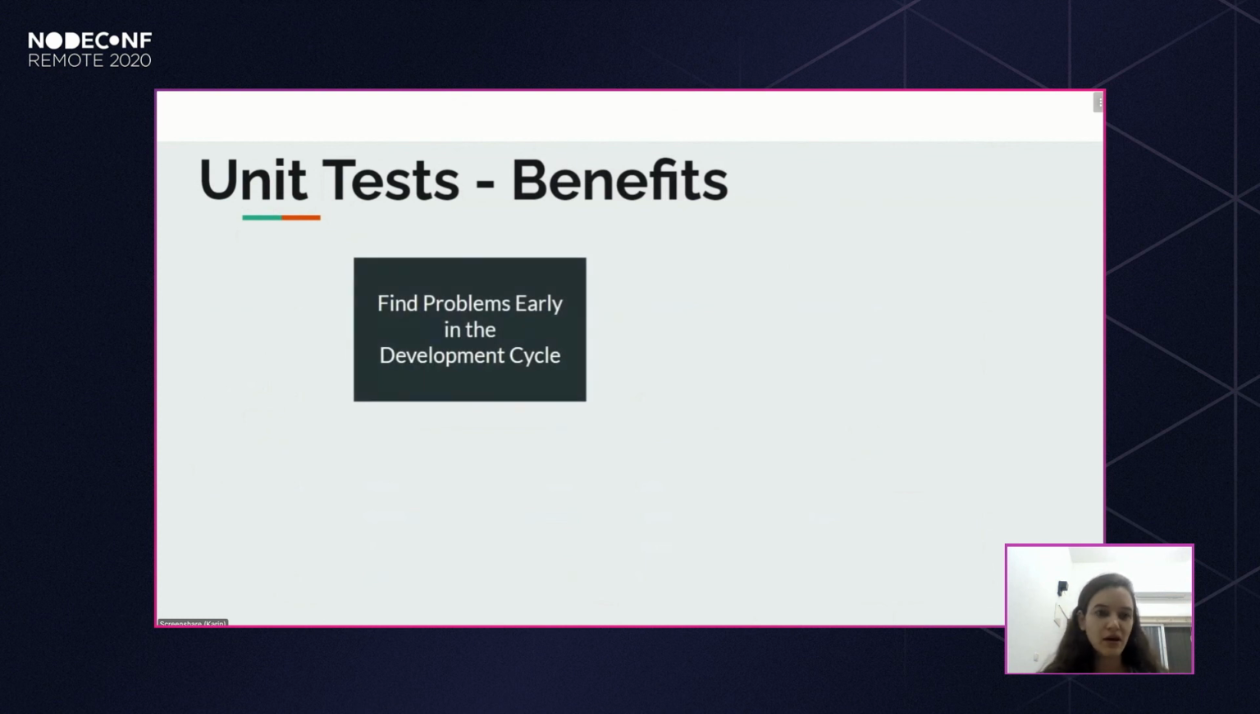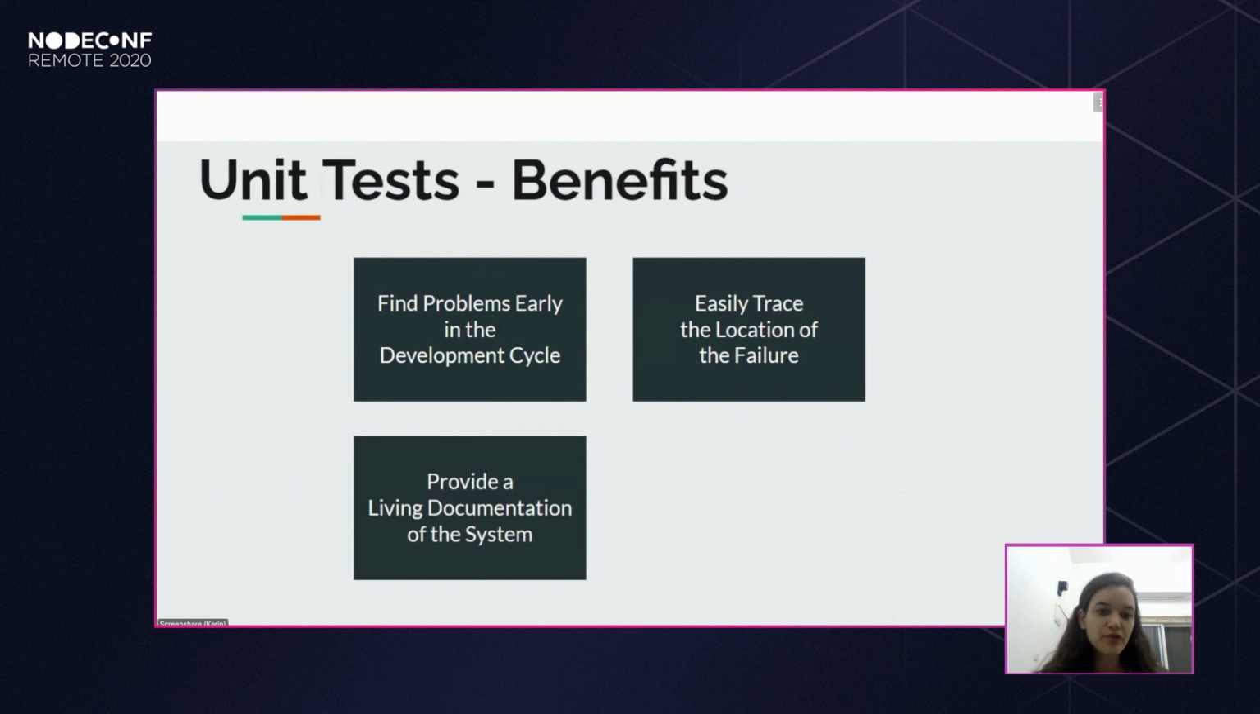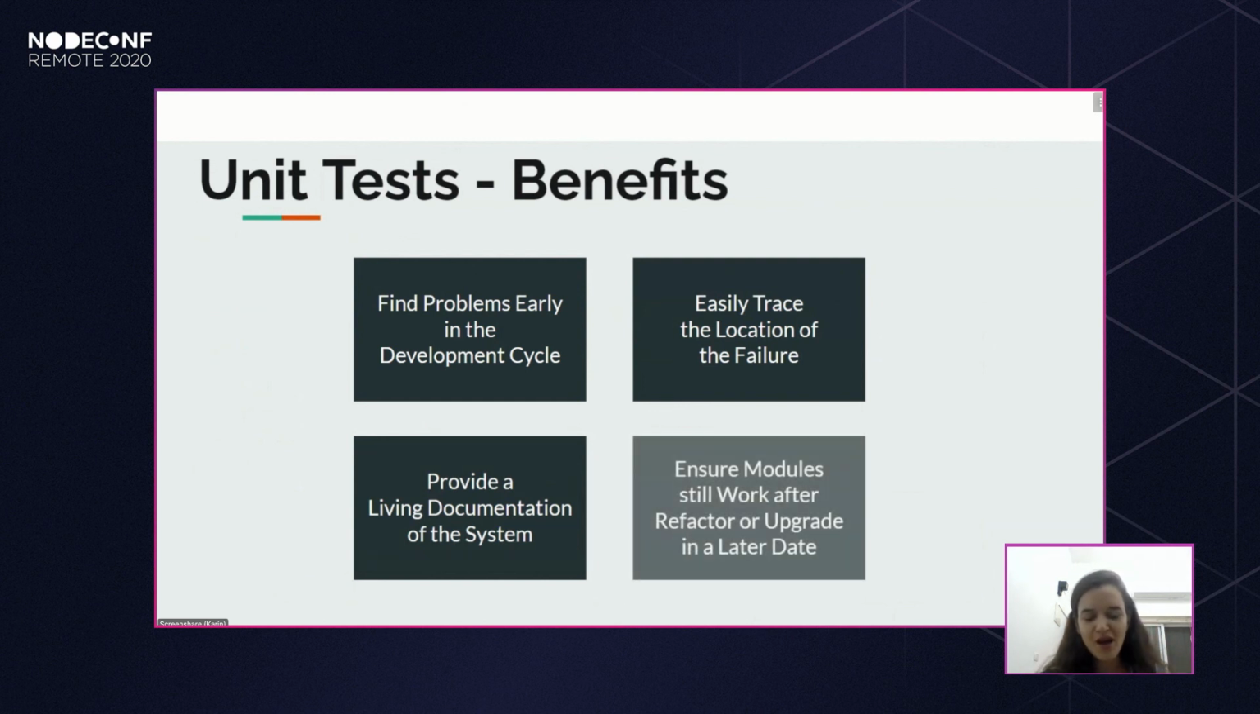So unit tests have a lot of benefits. First, we can find problems early in the development cycle. We are writing the code, running a test, and getting feedback, right? Also, because they're on the function level or the procedure level, they make it easy to trace the location of the failure. Also, they provide some kind of living documentation of a system. I guess that every one of you has installed a module, and the first thing you do to learn how it works is go to the tests, right, to see how you initiate or start to run the code. And it also ensures modules keep working after a refactor or an upgrade at a later date.